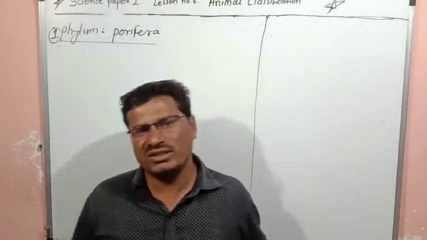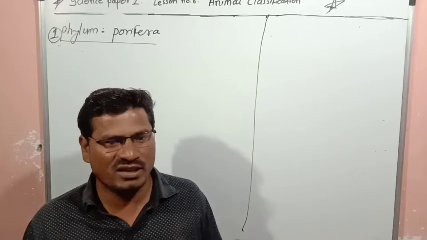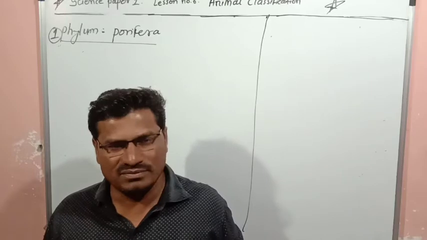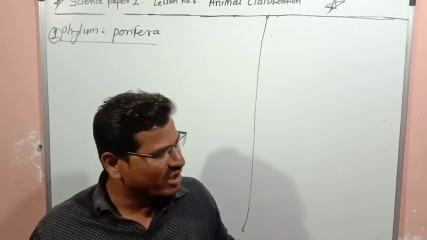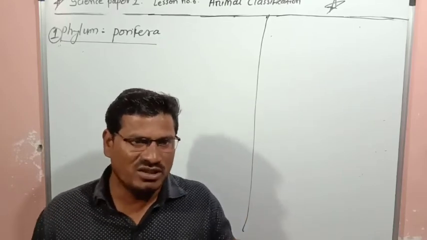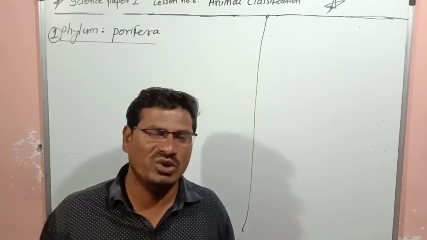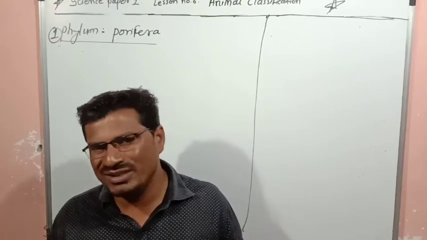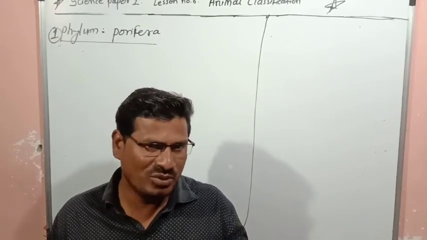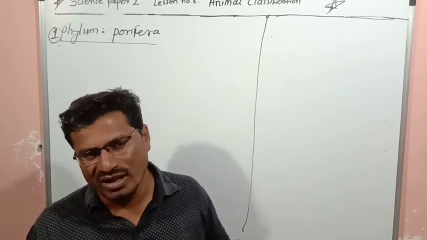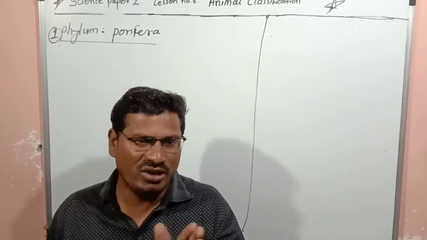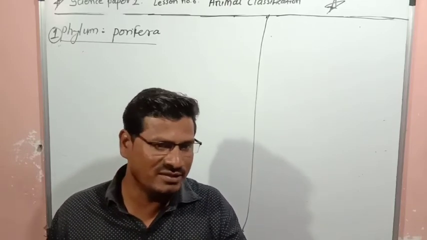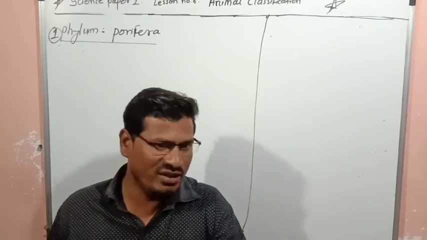One by one we'll learn the characteristics. First, these animals have the simplest body plan, so they are called sponges. Second, they bear numerous pores, meaning many holes on their body, and these holes are the ostia and oscula.